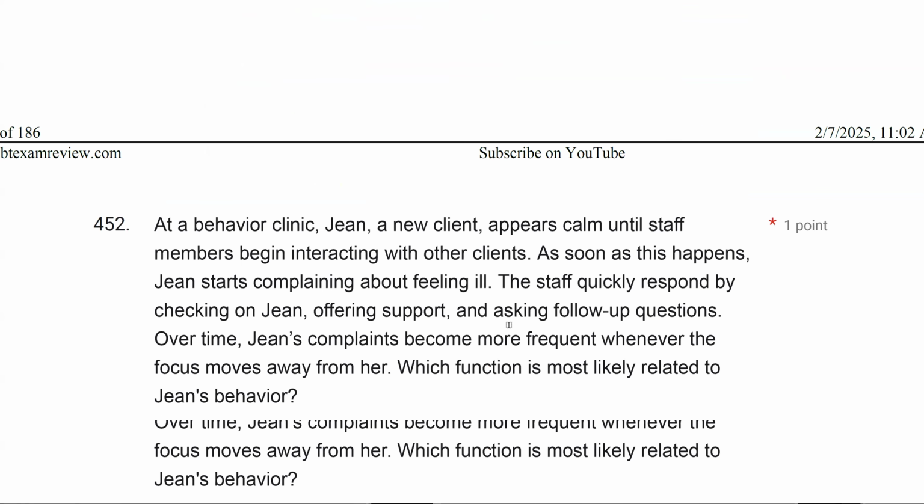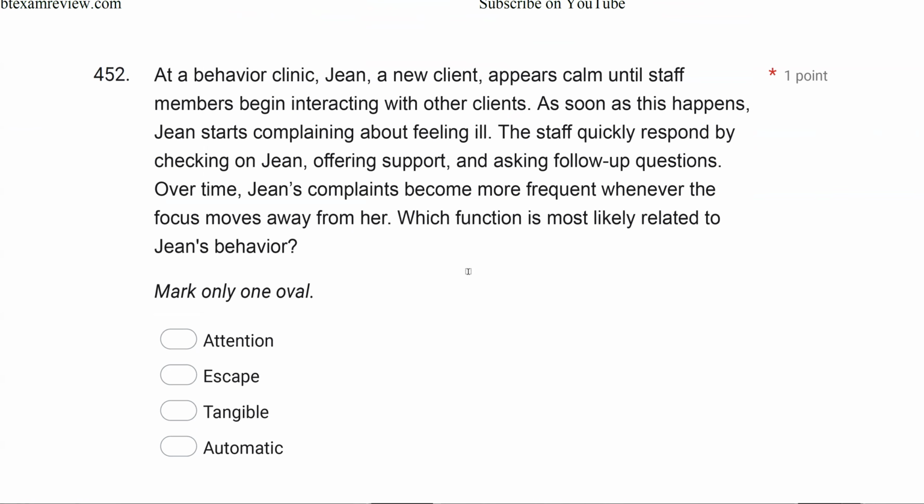At a behavior clinic, Jean, a new client, appears calm until staff members begin interacting with other clients. As soon as this happens, Jean starts complaining about feeling ill. The staff quickly respond by checking on Jean, offering support and asking follow-up questions. Over time, Jean's complaints become more frequent whenever the focus moves away from her. Which function is most likely related to Jean's behavior?